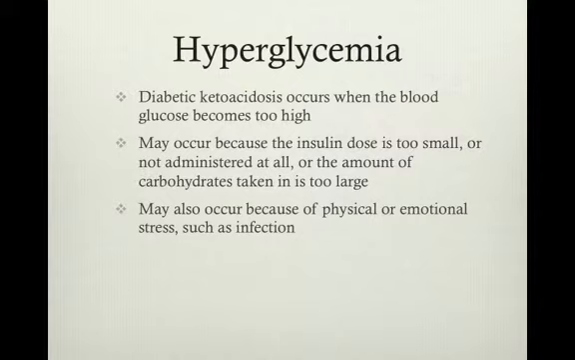Diabetic ketoacidosis occurs when the glucose becomes too high. That's because in diabetic ketoacidosis, the body taps into fat supplies and starts utilizing them. Byproducts of this are ketones. It may occur because of insulin doses too small or not administered at all, or the amount of carbohydrates taken is too large. It may also occur because of physical or emotional stress, such as an infection. Now, stress hormones and things like that alter the way that we provide sugar metabolism. So very simply, a fragile diabetic cannot take a lot of stress, and it'll get the sugars completely out of whack.